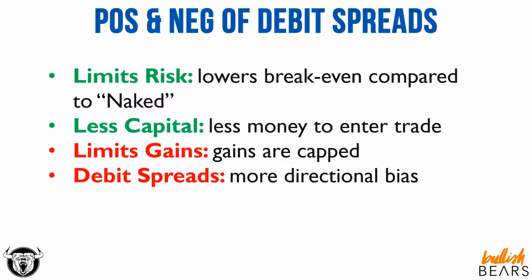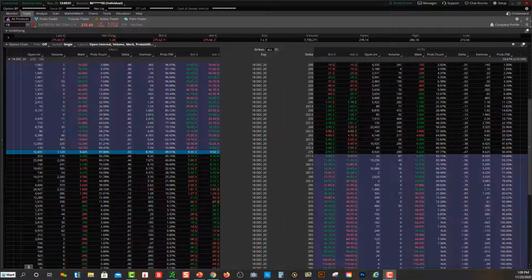And that's where with debit spreads, it is still a negative because you don't need to be as directionally biased as trading a naked option, but you still have to be more directionally biased than you would, let's say, with a credit spread. Now, there are several different ways that you can structure a debit spread.